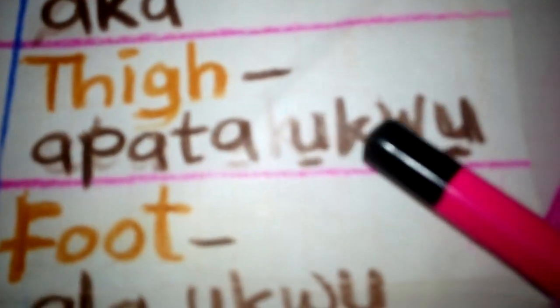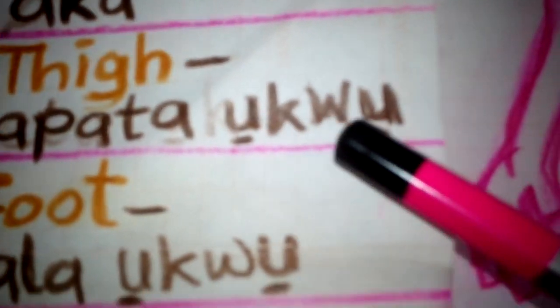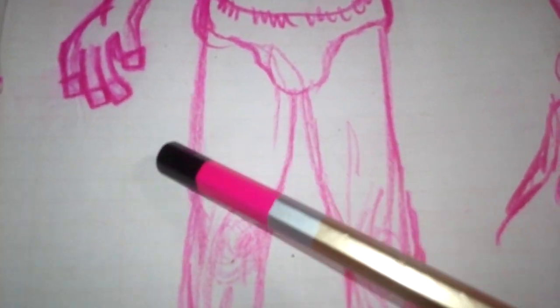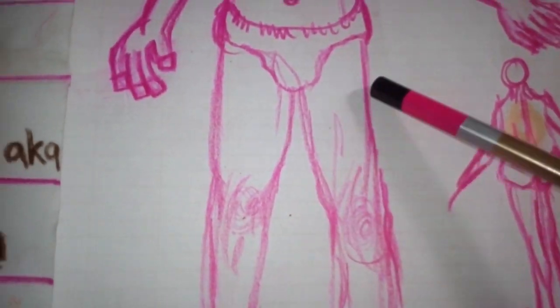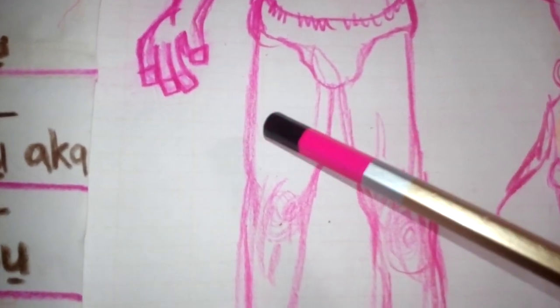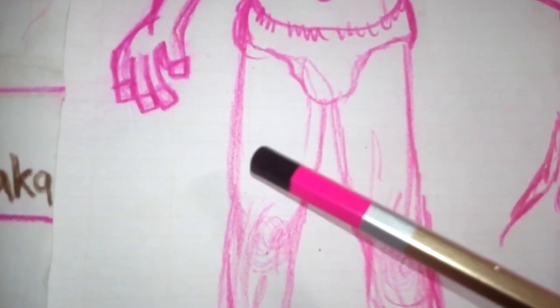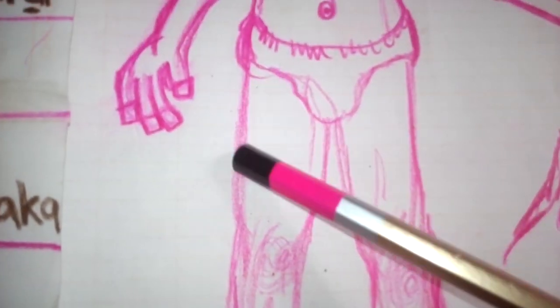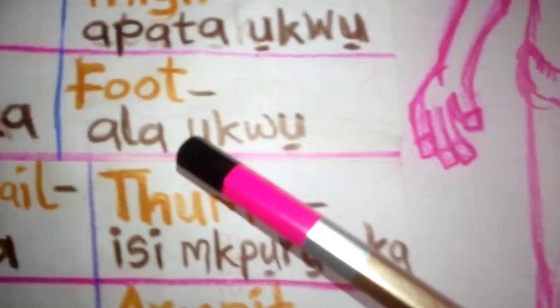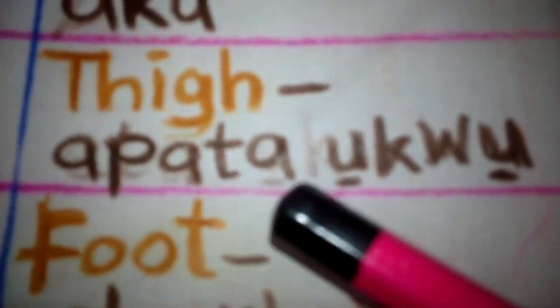Thigh is apata ukwu. Apata ukwu is from here to here, the muscle here on your leg, up here, almost the same thing as the upper limb. The muscle here is what we call apata ukwu, that is thigh.